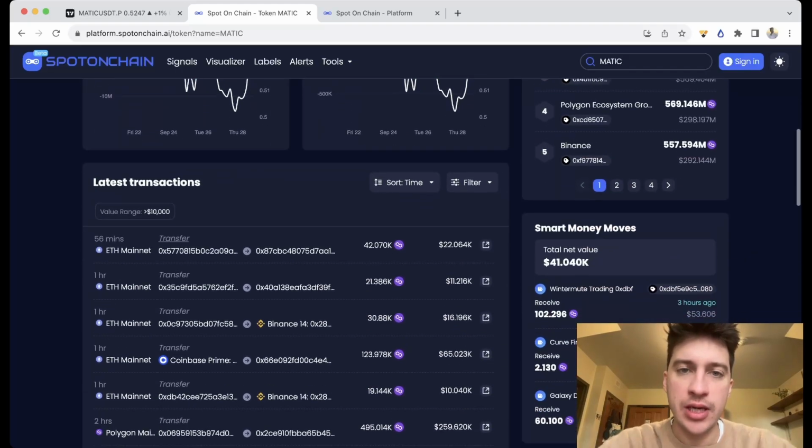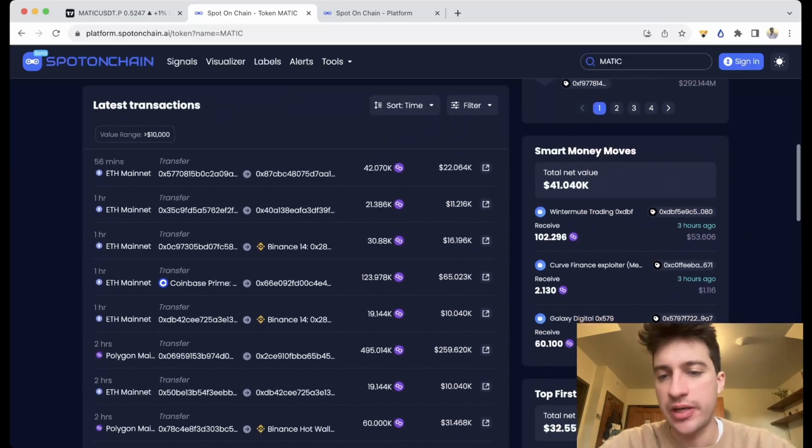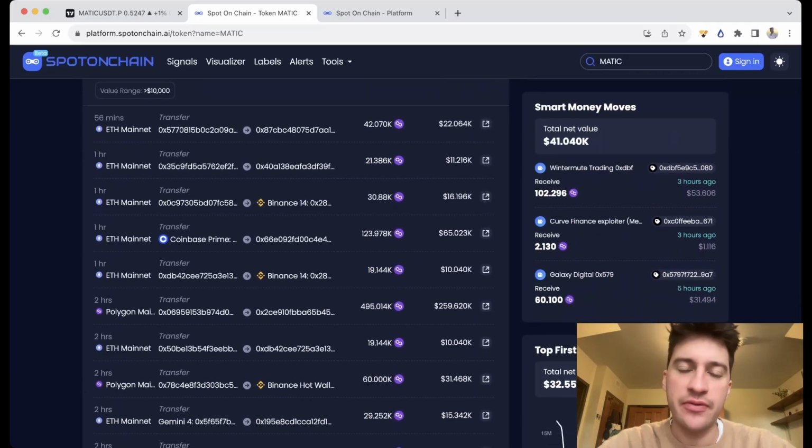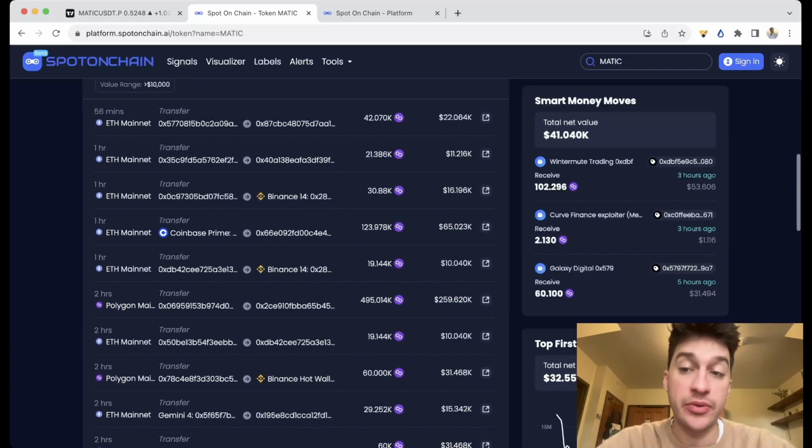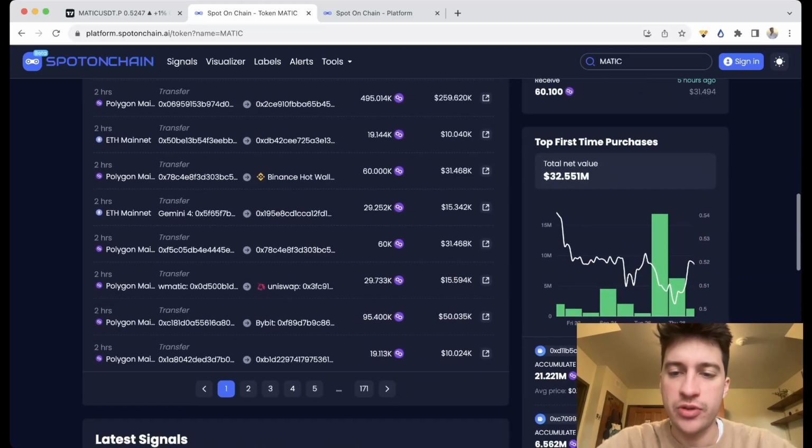Another thing you can do is smart money moves. As you can see right here, you can see traders that have a very good track record. You can actually copy what they do. So you can see what they're doing on certain coins. So you can see right here how some good traders are trading.